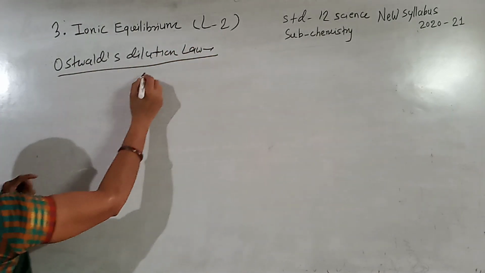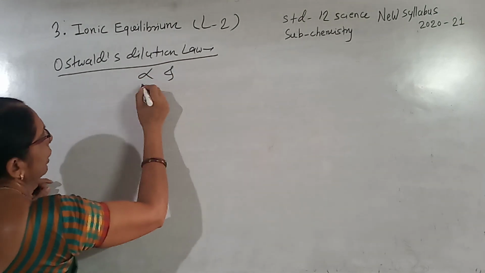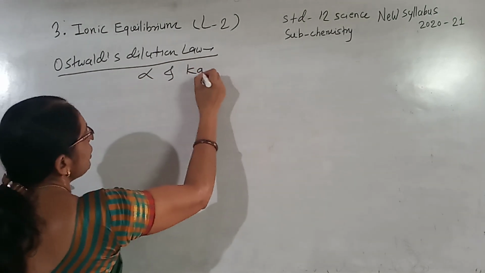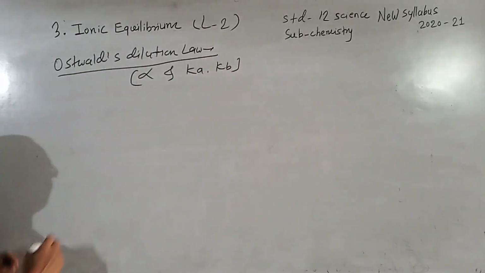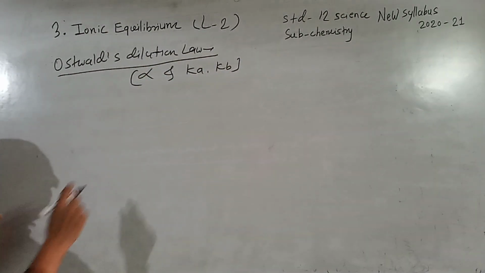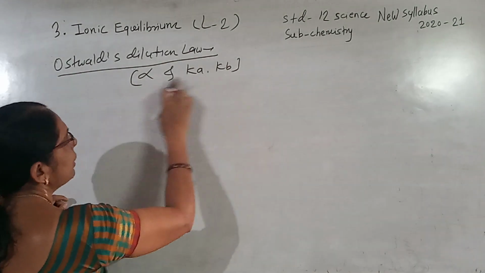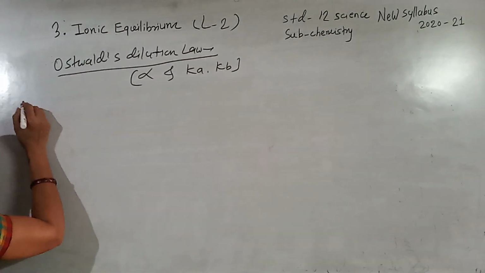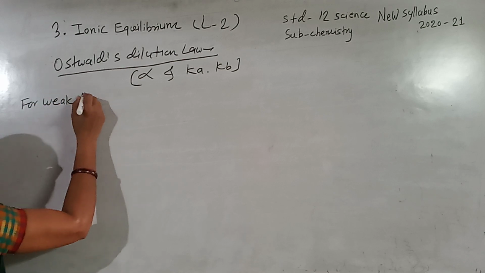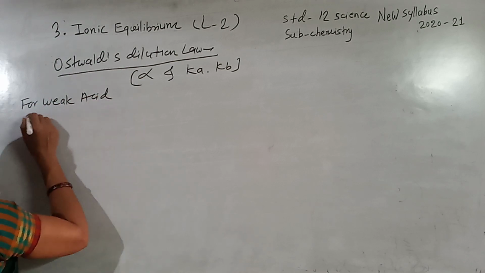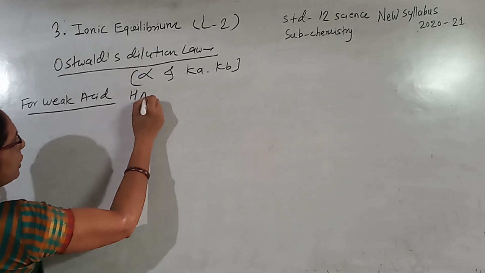So this law gives a relationship between alpha and the dissociation constant of acids and bases. Let us consider this law for a weak acid. The weak acid we consider is HA.